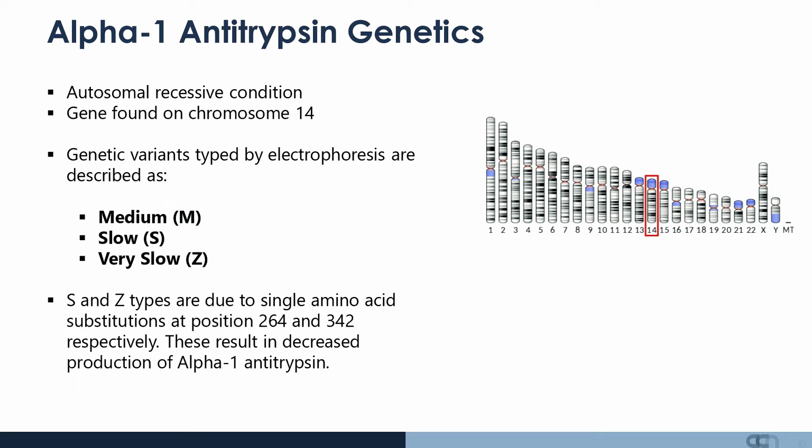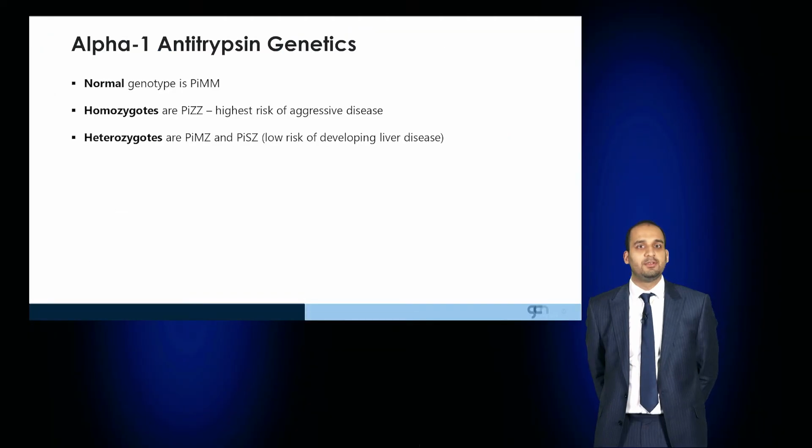M, S, or Z. The slow and very slow subtypes occur due to substitutions at position 264 and 342 and result in decreased production of alpha-1 antitrypsin. The normal variant is the medium, PiMM.